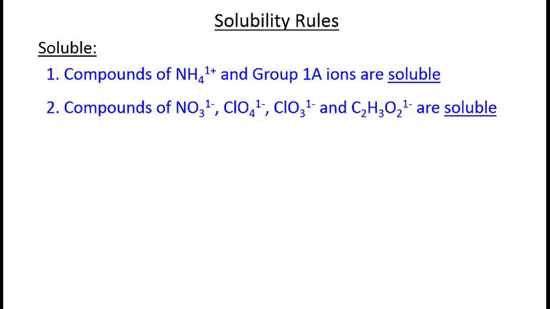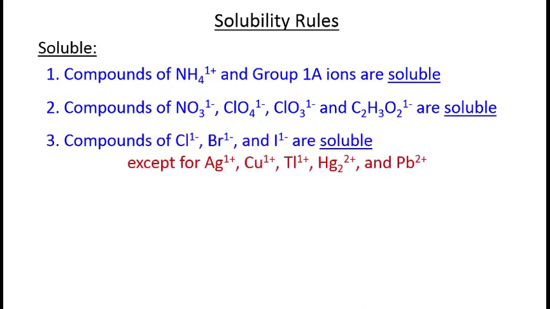If you think about how many metals there are in the periodic table, knowing that many have more than one charge, there are well over 100 monoatomic cations. When they're paired up with these anions, they are always soluble. Third, compounds of chloride, bromide, and iodide are soluble.